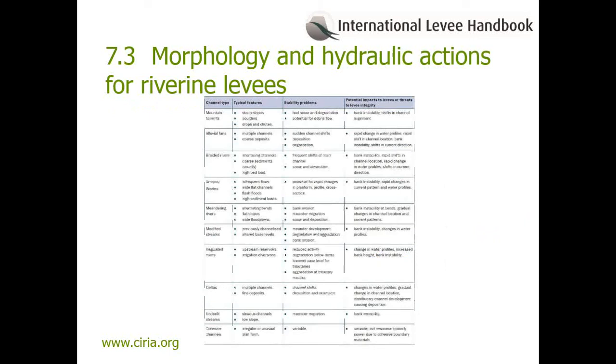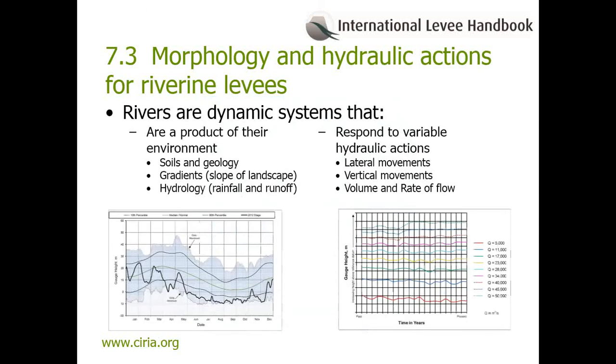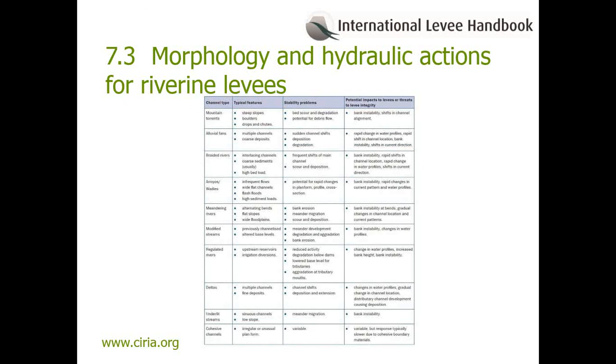Next slide. Section 7.3 identifies the critical need to identify the channel stream type for a stream. This is a critical step because the various stream types have different potential impacts to levee integrity, some being severe. The leftmost column identifies a variety of channel types in this table. The third column, go back to the previous slide. The third column indicates some of the particular stability problems that would affect levees, and then the rightmost column identifies some potential impacts to the levee integrity. Next slide.